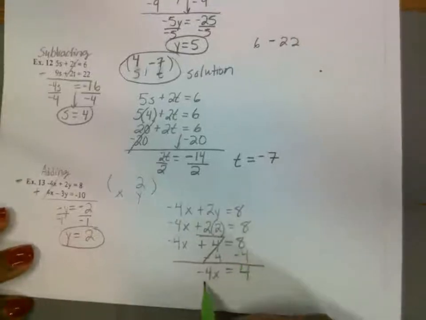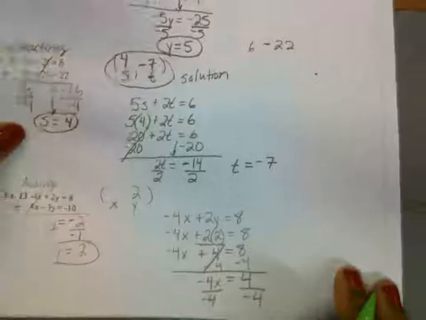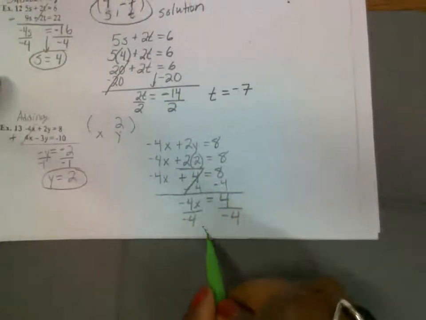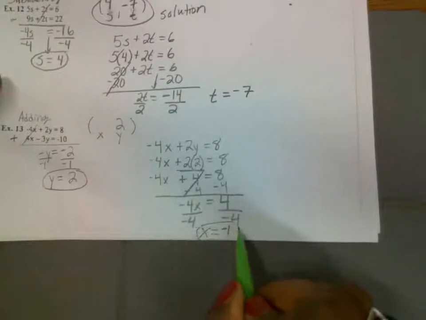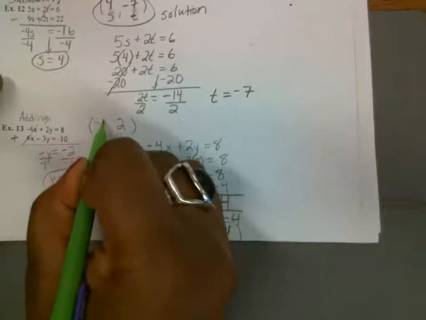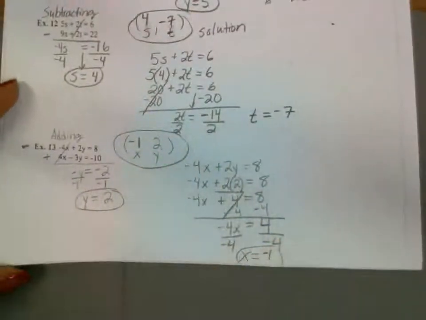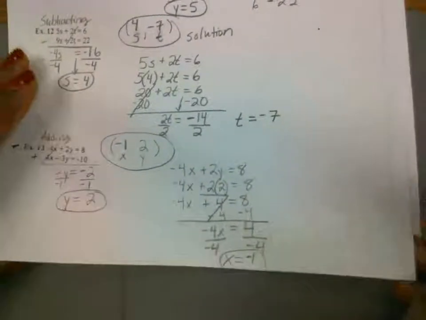Okay? I'm going to divide both sides by this negative 4 to isolate x. Slide this up a little bit. And this is going to give me x is equal to a negative 1. Okay? So here is my solution. Pause the video if you need to, okay? I'm going to show you how to do number 14. Please make the necessary corrections.